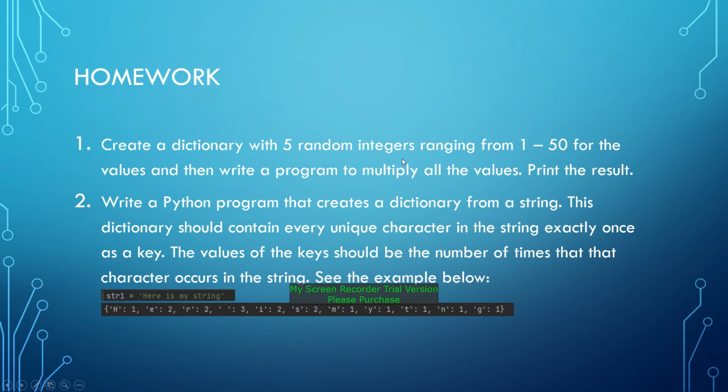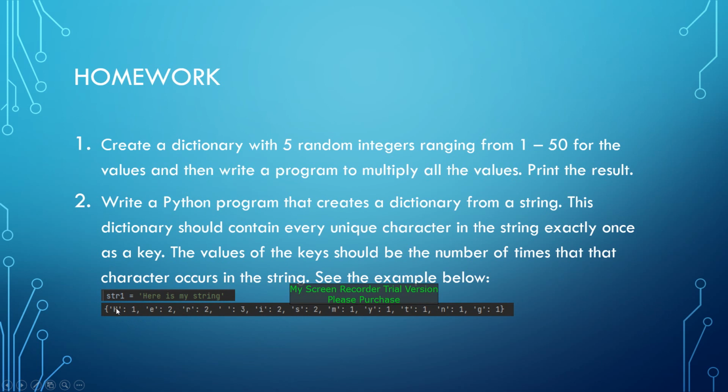All right. And then number 2, write a Python program that creates a dictionary from a string. This dictionary should contain every unique character in the string exactly once as a key. The values of the keys should be the number of times that that character occurs in the string. So what that means, look at my example here. I make a string, I call it str1, and I say here is my string. Okay, so what happens now is my program creates a dictionary.